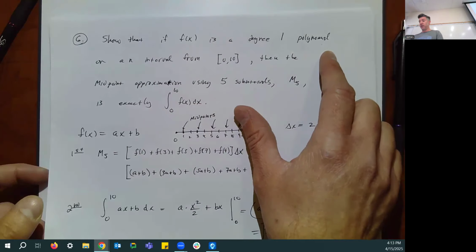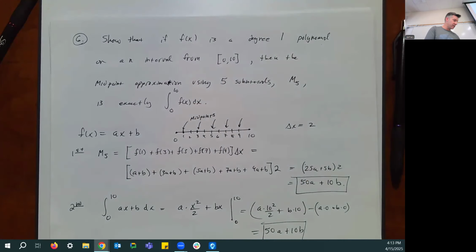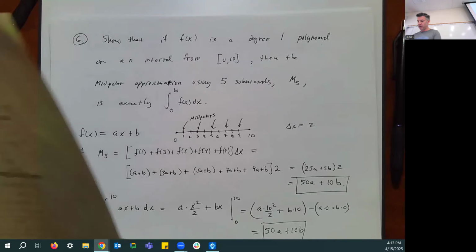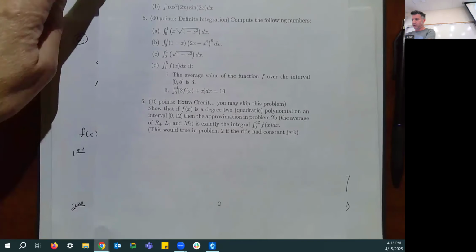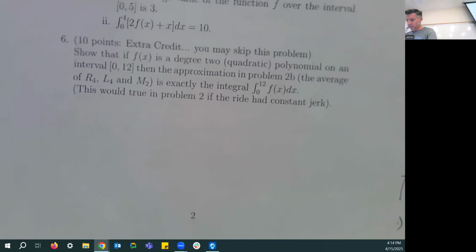Just like in the other question that Babson asked for problem 6, if you were doing that one, where'd you go? I lost my pages. There we go. If you look at this question here for his extra credit question, which I know it's hard to see, it says, show that if f of x is the degree 2 polynomial, then the approximation is the same as the integral. But you have to actually use a degree 2 polynomial, and it has to be general. You can't just pick one. So you have to say here, your polynomial is ax squared plus bx plus c.